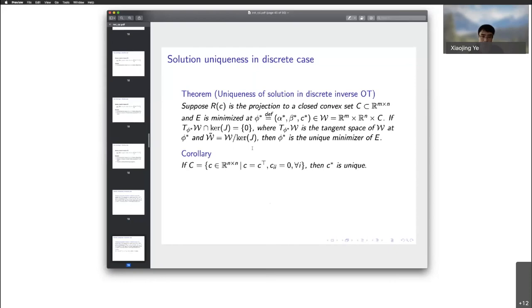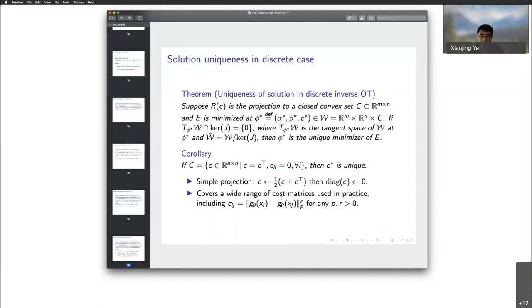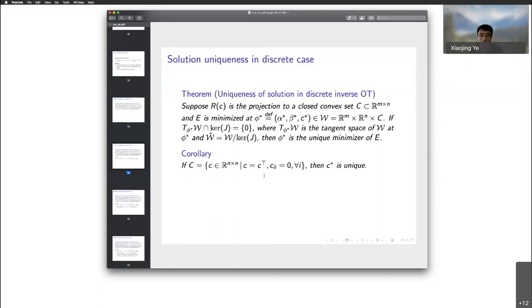So one key result we got from here is that if you add this additional constraint that requires the cost matrix to be symmetric, and the diagonal entries to be zero, then the cost will be unique. Okay, and this is a really simple set, as you can imagine. If the cost is a symmetric matrix with zero diagonal, then the cost is unique. This includes lots of choices, as I will show later. For example, you can imagine a standard distance matrix, or x minus y squared. Anything like this is symmetric, and when x and y are equal, it is equal to zero.